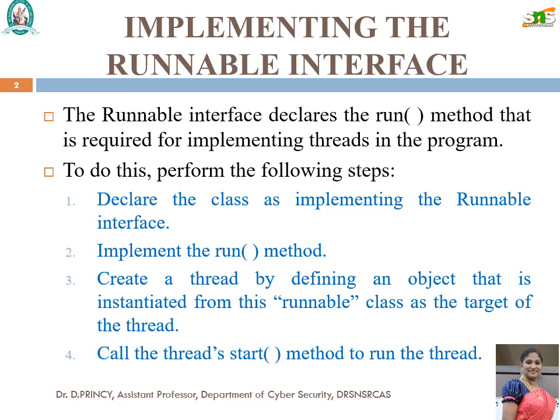To create a thread by implementing the Runnable interface, it follows some steps. Declare the class as implementing the Runnable interface. After that, we have to implement the run method in the thread class. Create a thread by defining an object that is instantiated from the Runnable class as the target of the thread, and call the thread start method to run the thread. So these are the main four steps to create a thread based on implementing the Runnable interface.